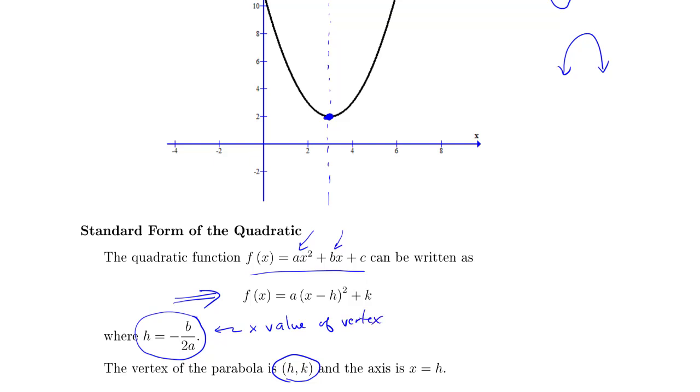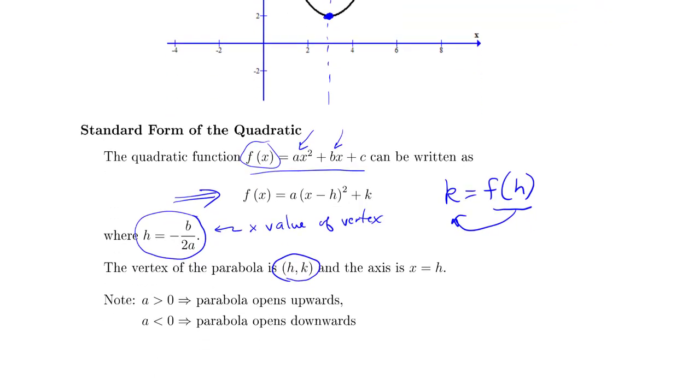Now, how would we get the y value k? Well, realize that if h is the x value of the vertex, then plugging it in, so doing f of h, will give us k. So all we have to do is take the function in any form. So if we have it in this original form here, we could plug h into that and get it. So now we see we can get this very nice standard form of the quadratic that is going to be very helpful in analyzing it.